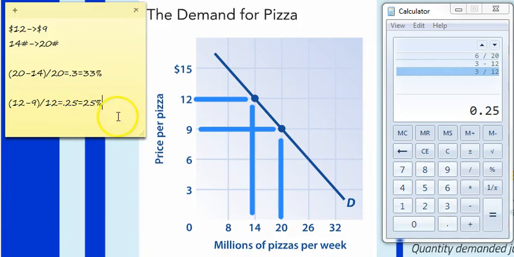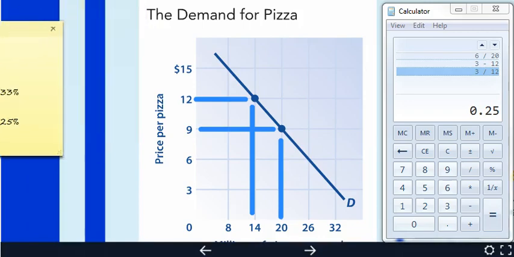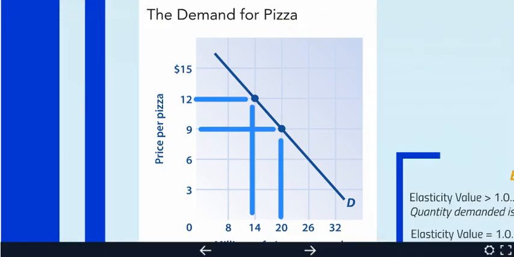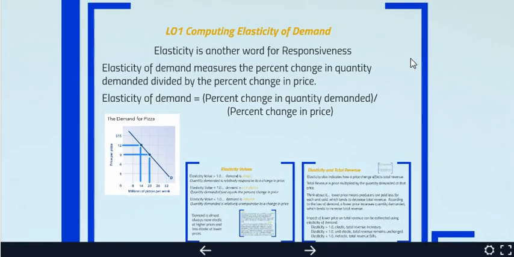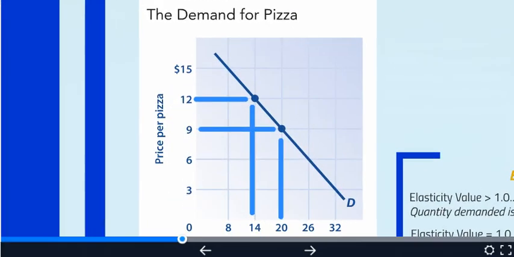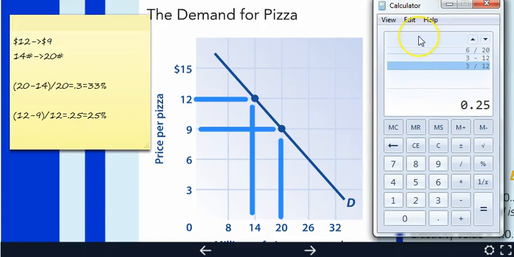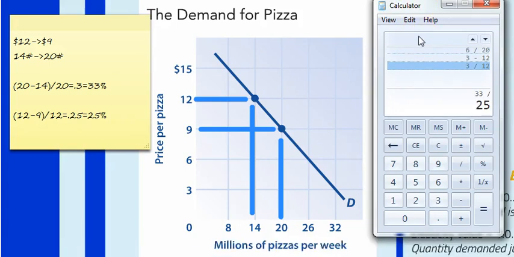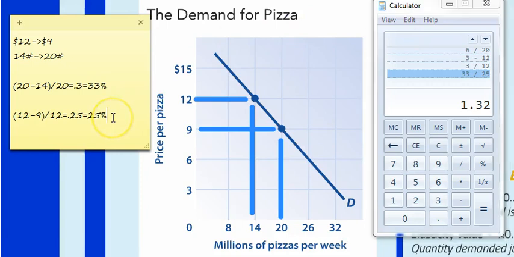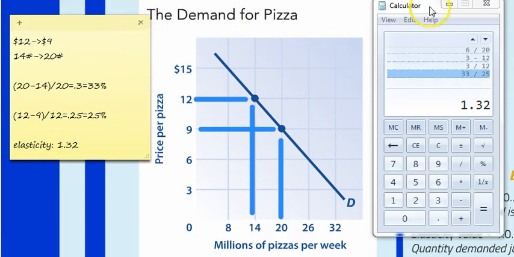We are going to go backwards. Percent change in quantity demanded divided by the percent change in price. So the first calculation we did was the percent change in quantity demanded, 33, divided by the percent change in price, which is 25. So our elasticity equals 1.32. What does that mean? I'll tell you.